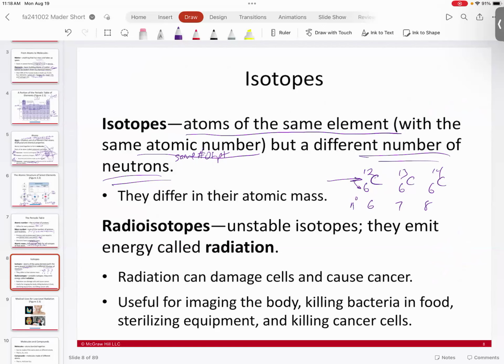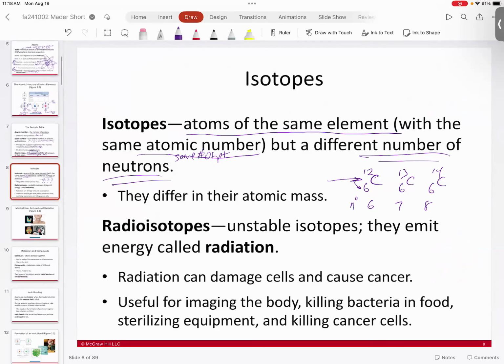Now, this is also helpful because we also have in nature radioisotopes. These are unstable isotopes that are basically large. Typically, if they get too large, they get unstable. And then they emit an energy called radiation. Now, radiation, which is pure energy, is problematic because it can damage cells, it can mutate your DNA and cause cancer.